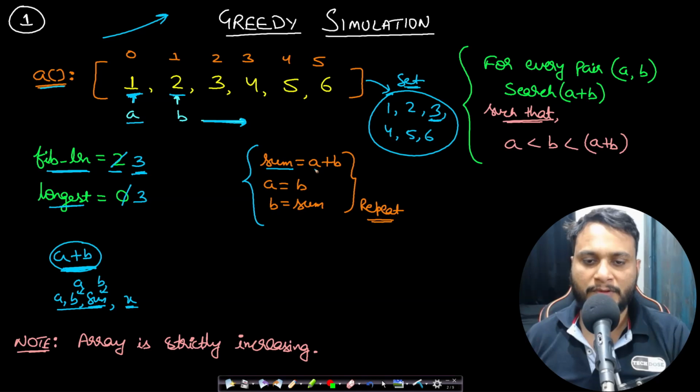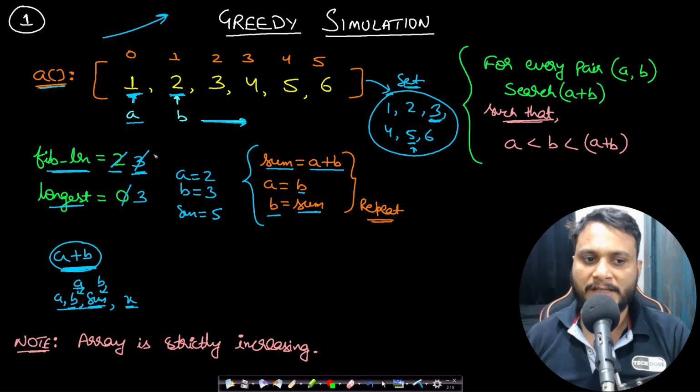If you find the sum, it will be a plus b. Now the new a value will be the previous b value, and the new b value will be the previous sum value, so that I will be calculating the new sum. So what is your new a value? It will be 2, isn't it? And the new b value will be 3, whichever was the sum value. Now you have to find out the new sum value, which is 5. So do we have a 5? You can just find it in the set. Yes, we have a 5.